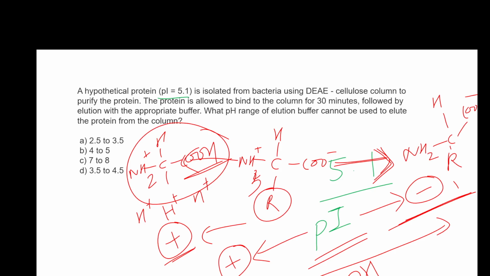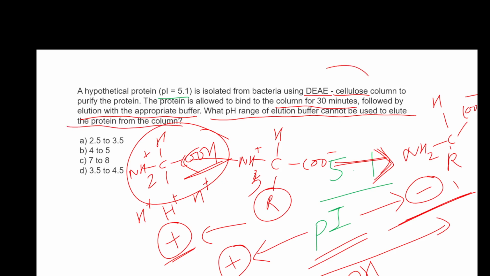So let's read the question first. It is given that a hypothetical protein is isolated from bacteria using a DEAE cellulose column to purify the protein. The protein is allowed to bind the column for 30 minutes, followed by elution with an appropriate buffer. What pH range of elution buffer cannot be used to elute the protein from the column? So they are doing a similar ion exchange chromatography.